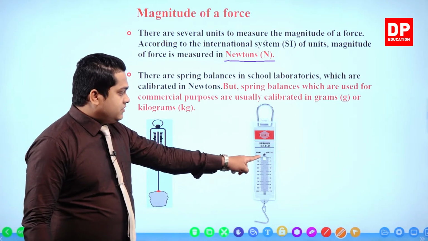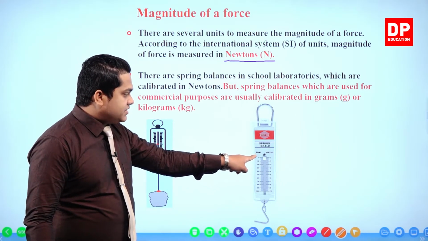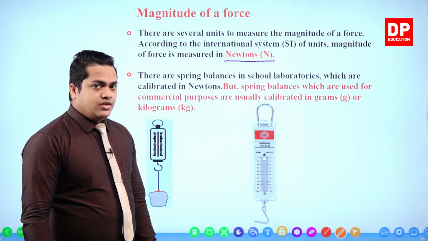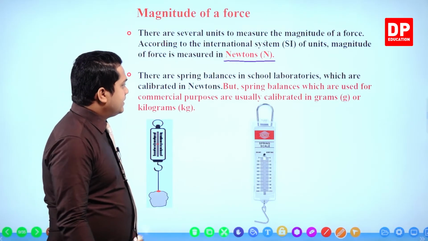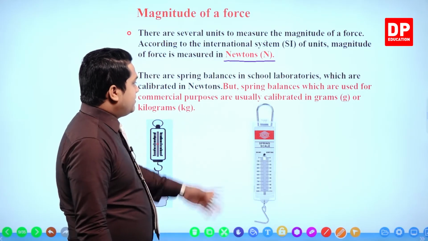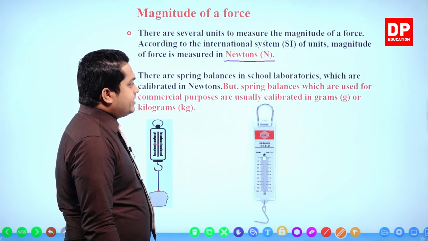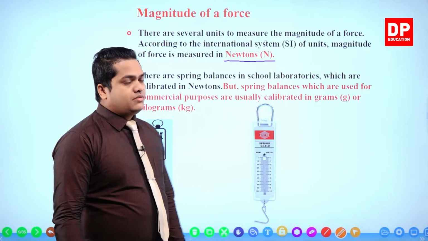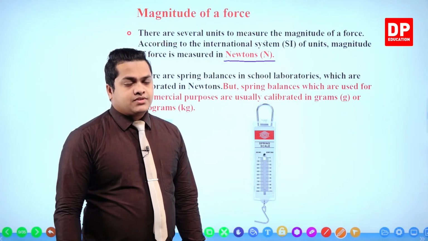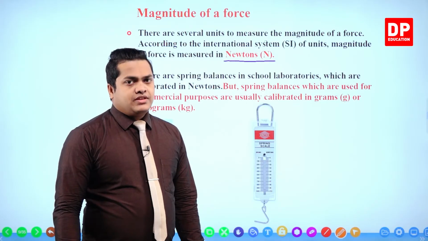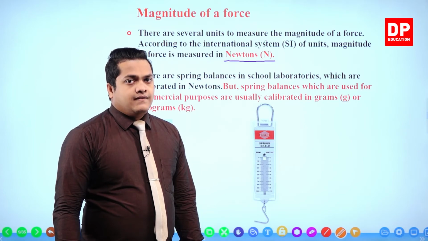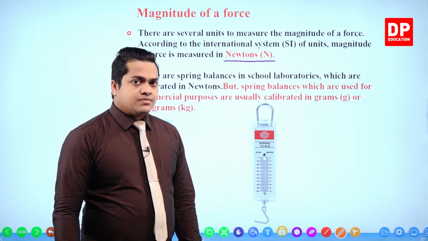Here you can observe at the left hand side grams and at the right hand side newtons. Spring balances which are used for commercial purposes are usually calibrated in grams or kilograms. However, in the laboratories, we use the spring balance.